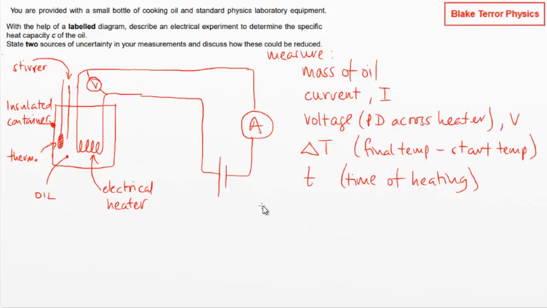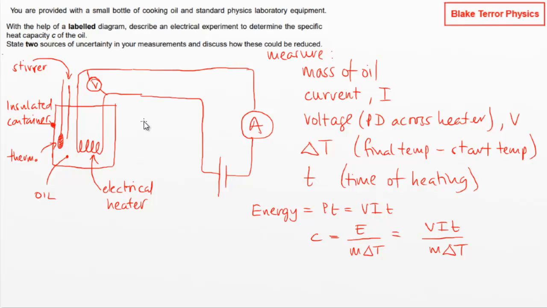Then we can say that the energy supplied is going to be the power times the time, which is equal to V times I times the time. And we can say that the specific heat capacity, which is what we're after, is the energy divided by the mass times delta T. So all in all, it's VIt over M delta T. So that's the calculation we have to do. So we got a lot of marks from all of this.